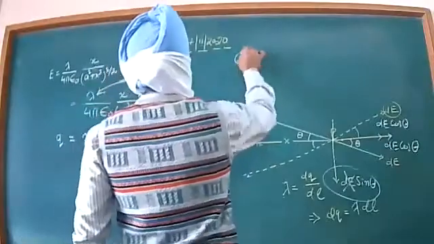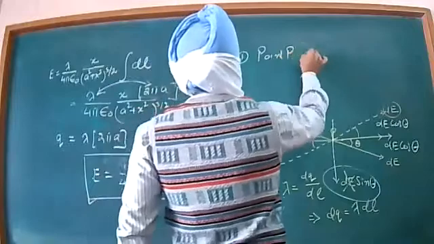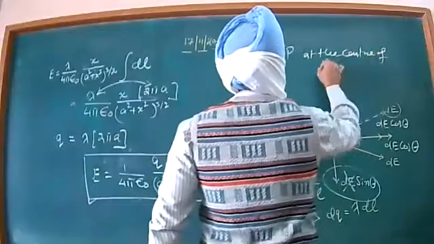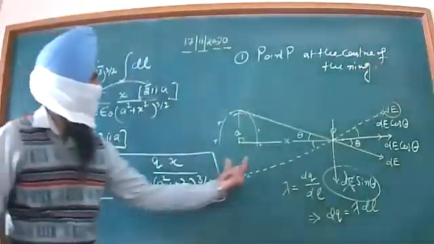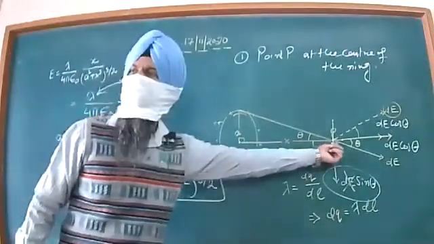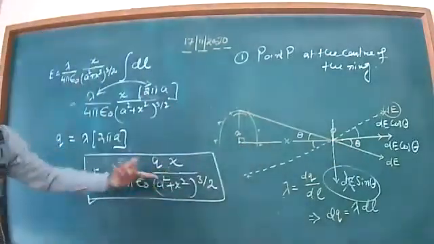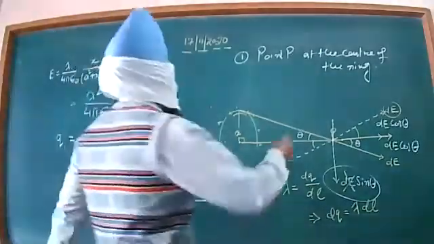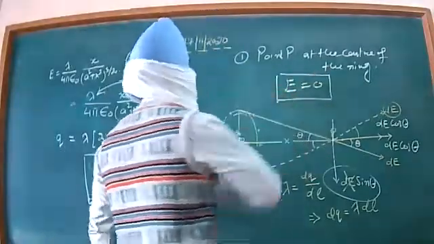First is point P at the center of the ring, beta. When we talk about the center of the ring, which parameter will become 0? X. This distance will become 0 if you shift this P point up to the center. And if x is 0, everything is 0 because it is getting multiplied by x, beta. So we will say that here electric field intensity is obviously 0.